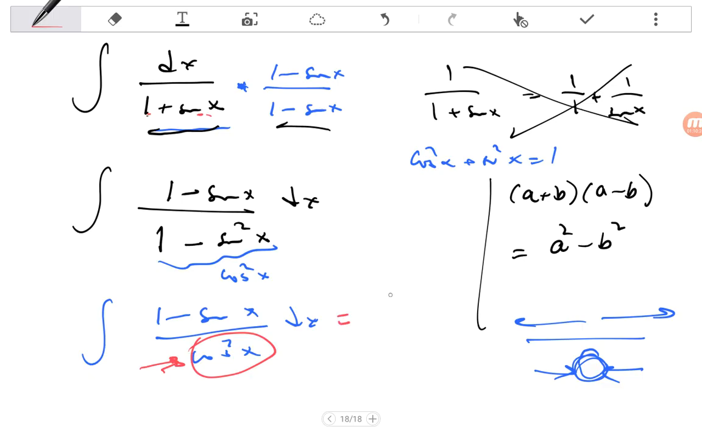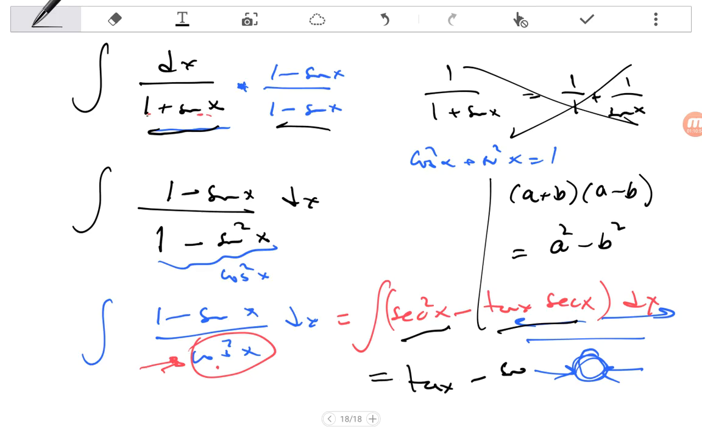Now let's distribute it. That will be 1 over cosine squared, which is sec squared, minus sine over cosine squared, which is tan times sec. So that will be minus tan x times sec x. And these two terms are inside the table. So the result will be tan x minus sec x. Okay, so we managed to do this.